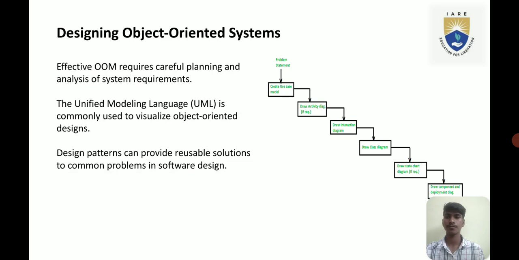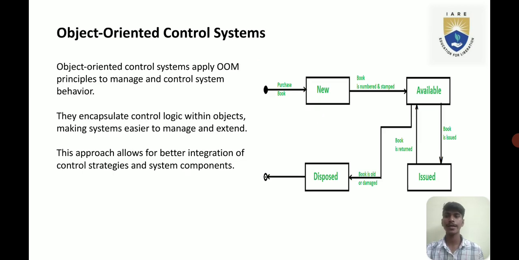Object-oriented control systems. Object-oriented control systems apply object-oriented modeling principles to manage and control system behavior. They encapsulate control logic within objects, making systems easier to manage and extend. This approach allows for better integration of control strategies and system components.